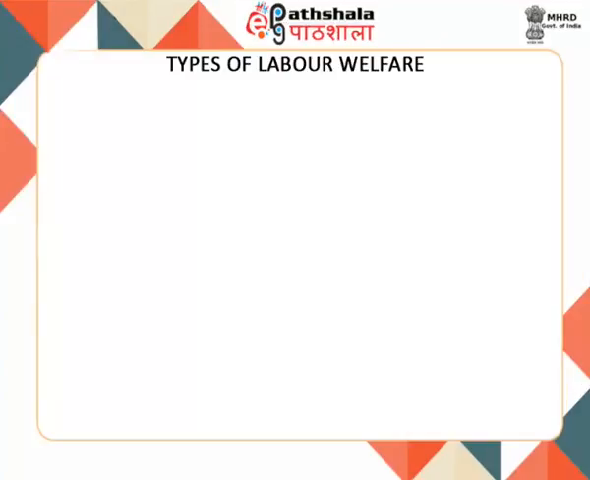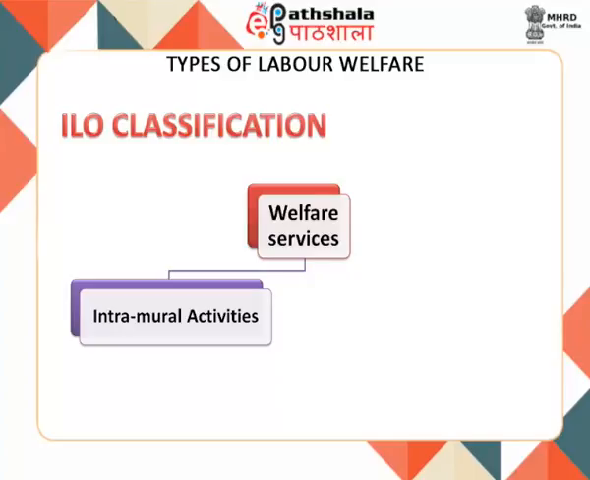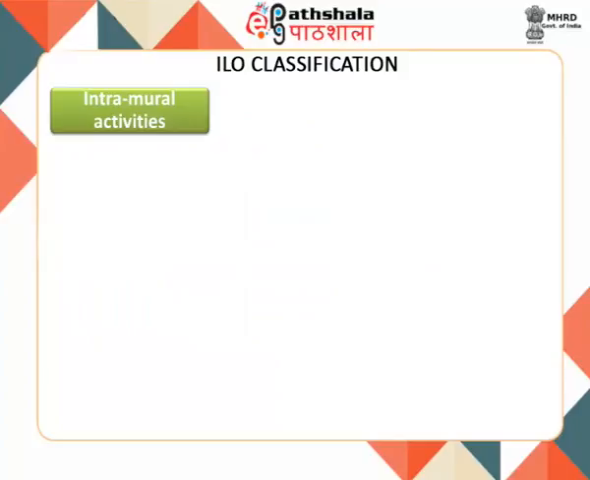We will now consider types of labor welfare, and the first one is ILO classification. The Committee of Experts on Welfare Facilities for Industrial Workers, constituted by the ILO in 1963, classified the welfare services into two groups. Number 1, intramural activities. Number 2, extramural activities. Intramural activities are those which are provided within the precinct of the establishment.